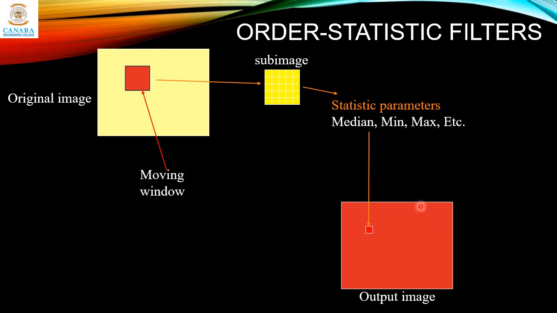No averaging is done. If you add all these pixel values up and divide by the total number of pixels, that would be an averaging filter, but we are not doing that. We are just sorting them and then picking the median, min or max value depending on the requirement.